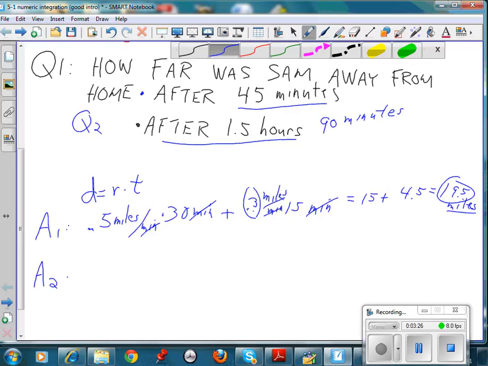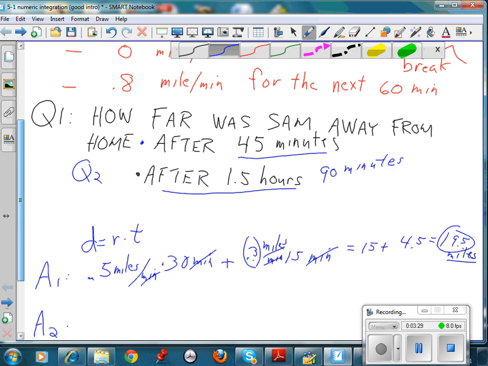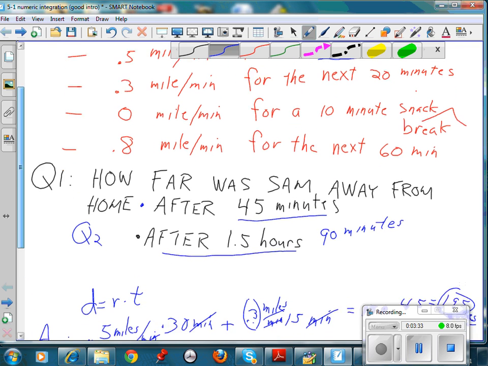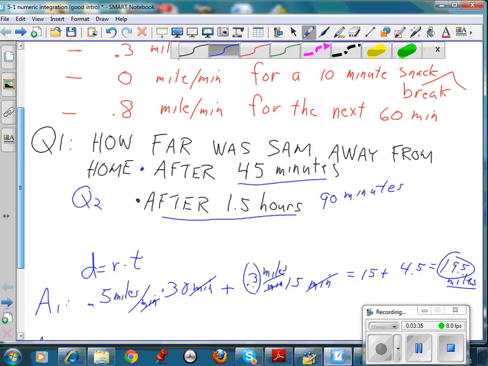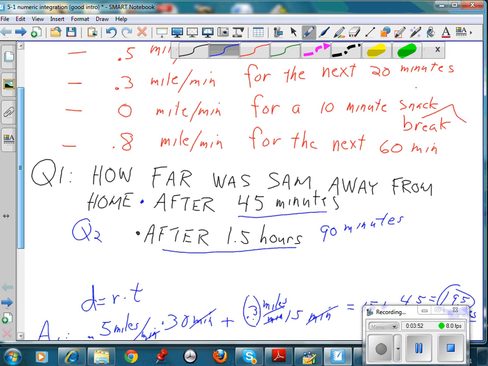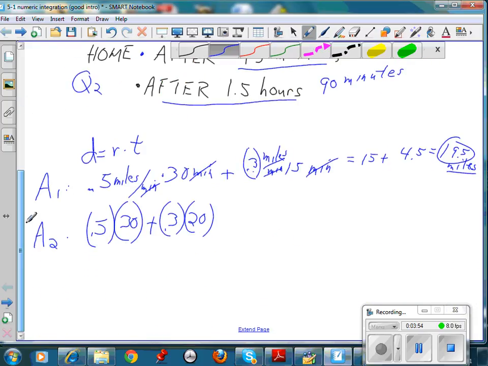Okay, how about the second problem? We could do the second one. We go 90 minutes. Once again, we've got 0.5 times 30. I'll get rid of the units now. Plus 0.3 times 20. Then for 10 minutes, we go 0, plus 0 times 10.